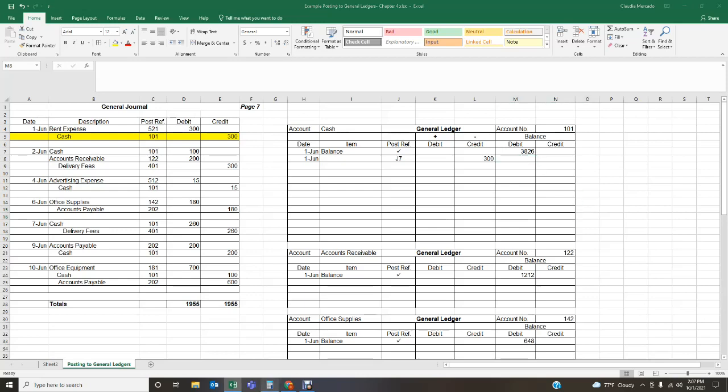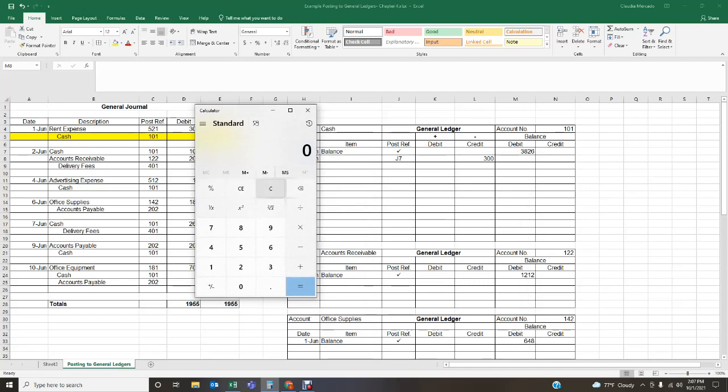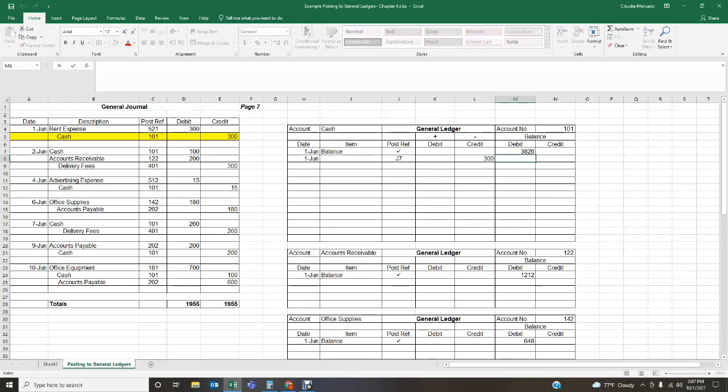So you're always going to start off with your beginning balance. My beginning balance is $38.26. I've got a credit, so that means I'm going to subtract $300. So that means I've got $3,526 left over in cash. I'm going to put that balance as my ending balance, and it's still going to go on my debit column, because I still have money available. A debit balance tells me I still have money in my bank account. Okay, so that's $35.26.